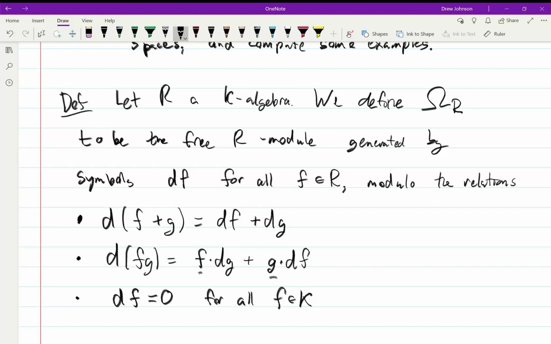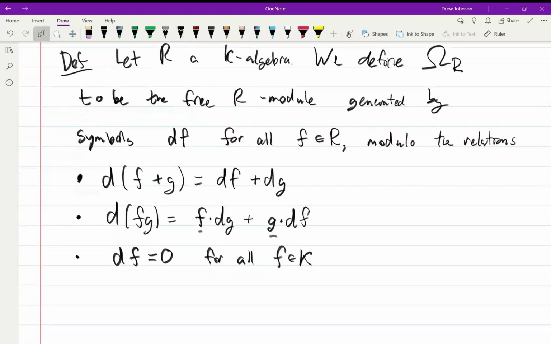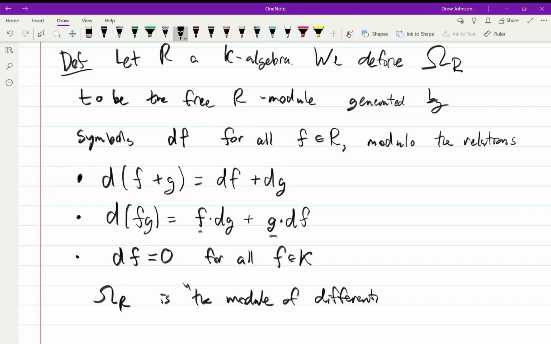So if your f is just a constant from the field, then its differential is 0. All right, so these are all familiar properties of derivatives that should make sense to you. All right, so once we have that, let's give this a name first. Omega R is the module of differentials. Okay, and an element df is called a differential.